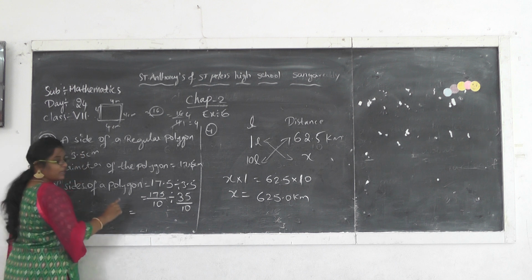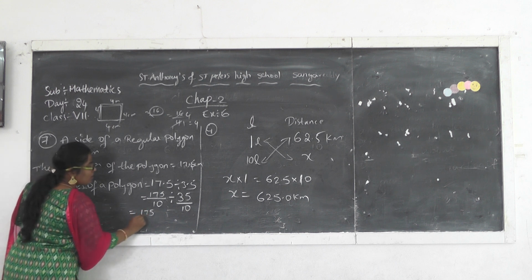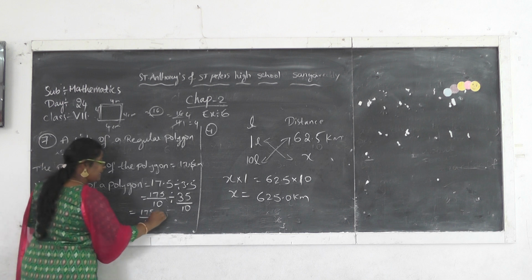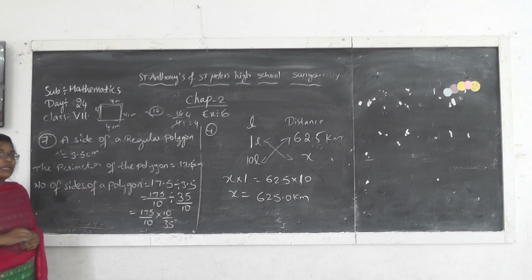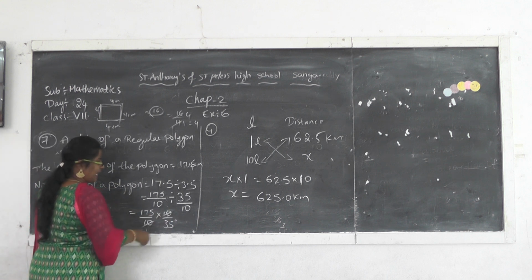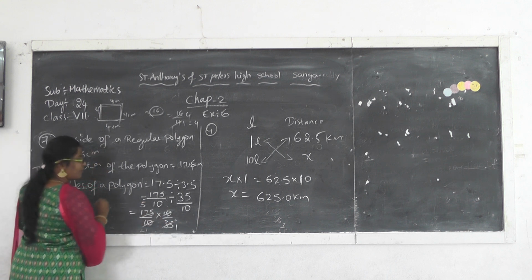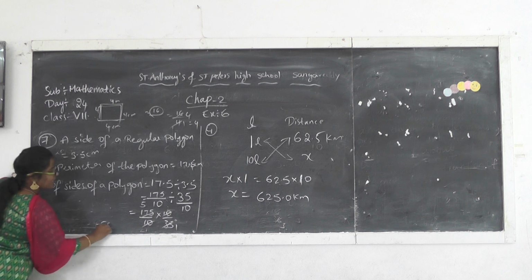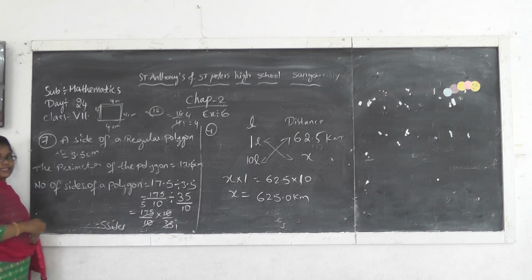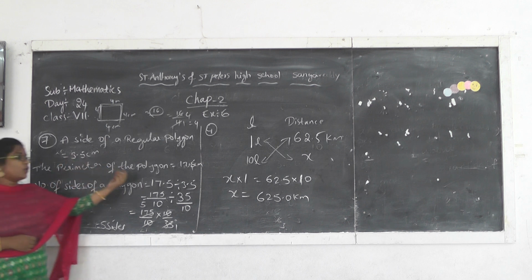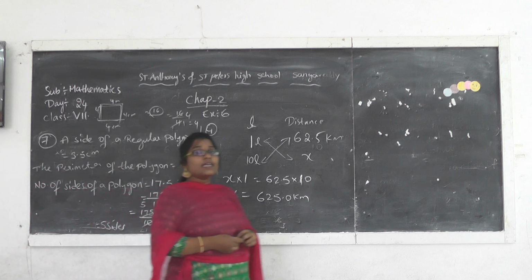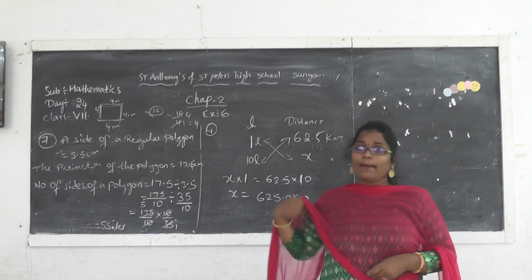After converting the decimal numbers into fractions, what do we do? 175 by 10 into 10 by 35. The 10s get cancelled. 35 ones are 35, 35 fives are 175. So how many sides does the polygon have? 5 sides, each side 3.5 centimeters, and the total perimeter of the polygon is 17.5 centimeters.